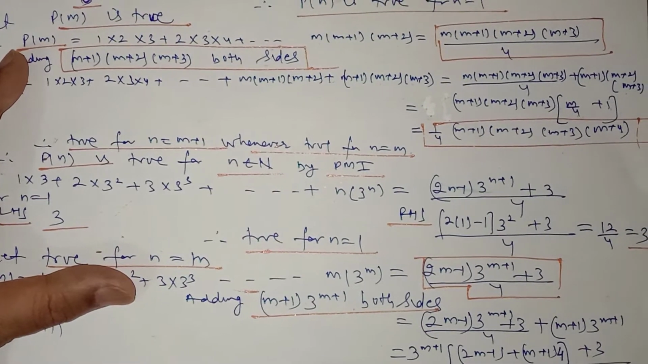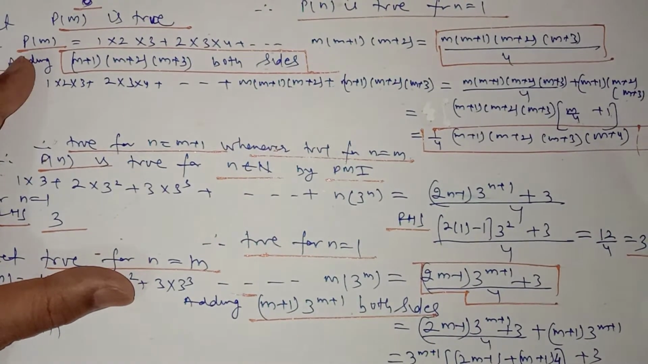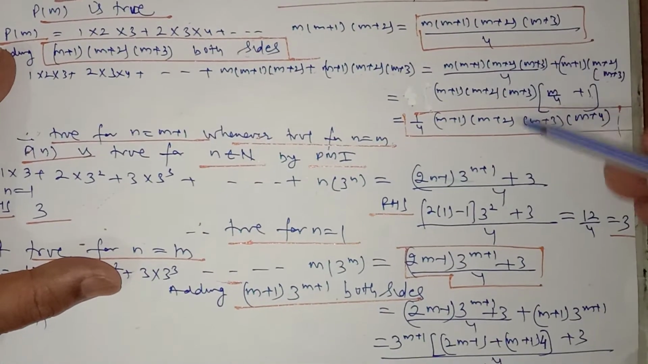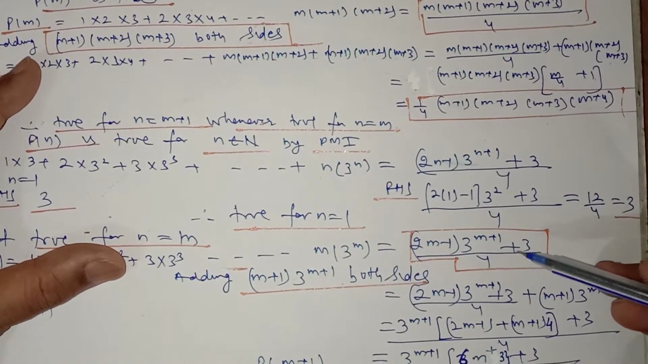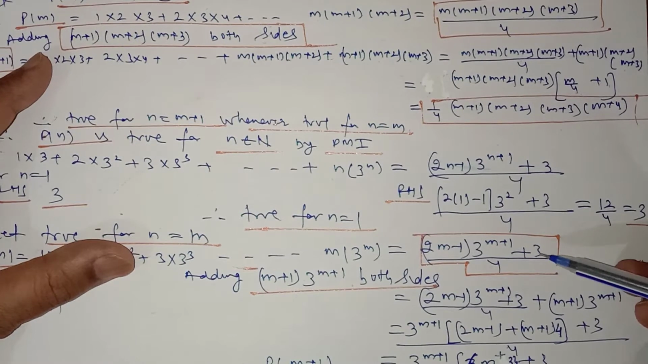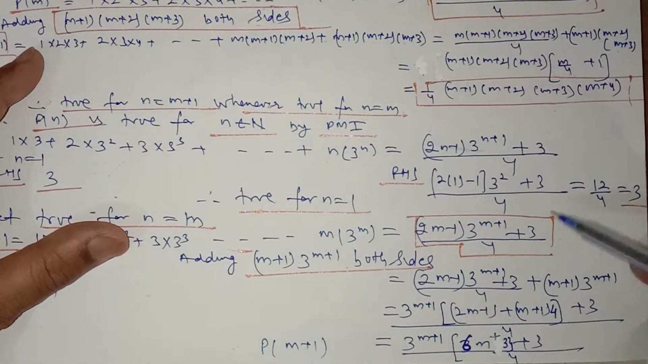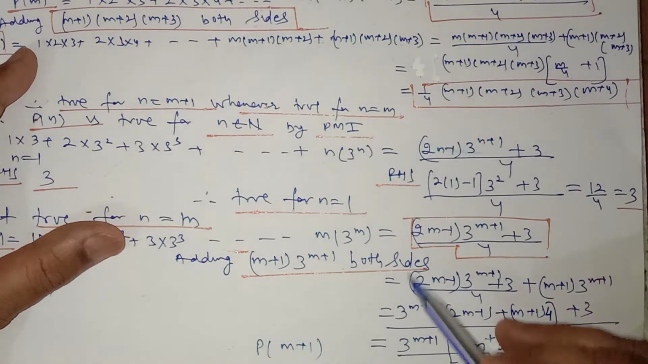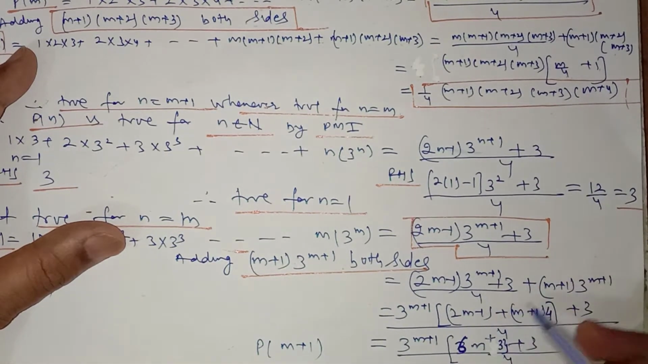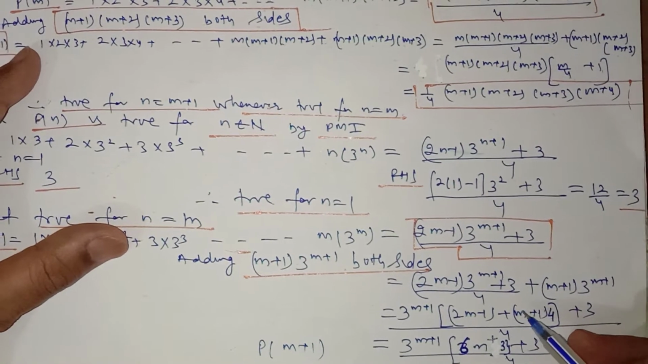So it means, as you have seen in these two questions, the main step is the right hand side, and the main step is whenever you have to prove that it is true for n is equal to m plus 1. Most of the steps are there only for m plus 1. So main concentration should be on the right hand side for m plus 1.